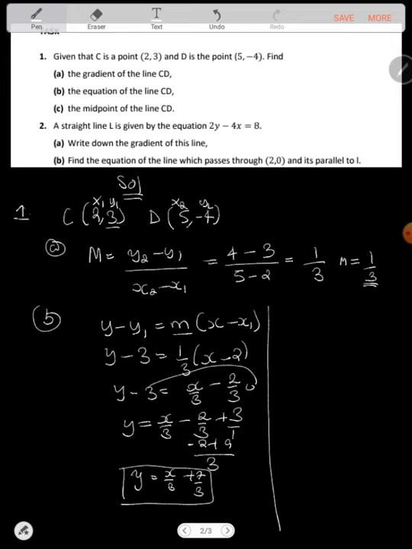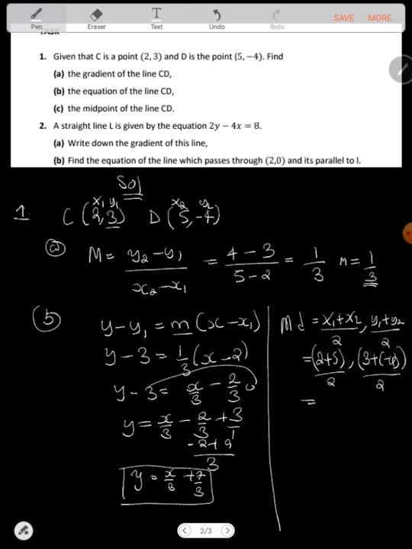And the other one says find the midpoint. Now midpoint is equal to x1 plus x2 over 2, comma, y1 plus y2 over 2. In this case, x1 is 2 plus x2 is 5 over 2, comma, y1 is 3 plus y2 is negative 4 divided by 2.